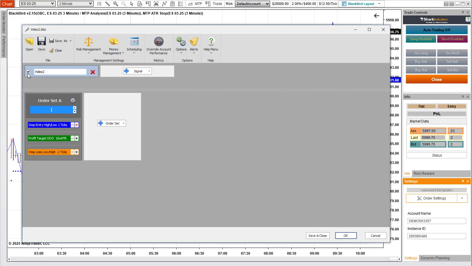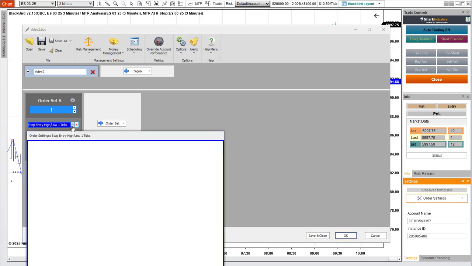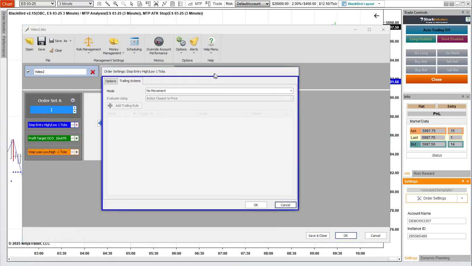Right, so the first thing we've done is we've set up in Bloodhound a set of triggers, but that's covered in another video. I want to go over these order sets here. So the first thing to look at is the entry. So if I click on this, I want to look at the entry.